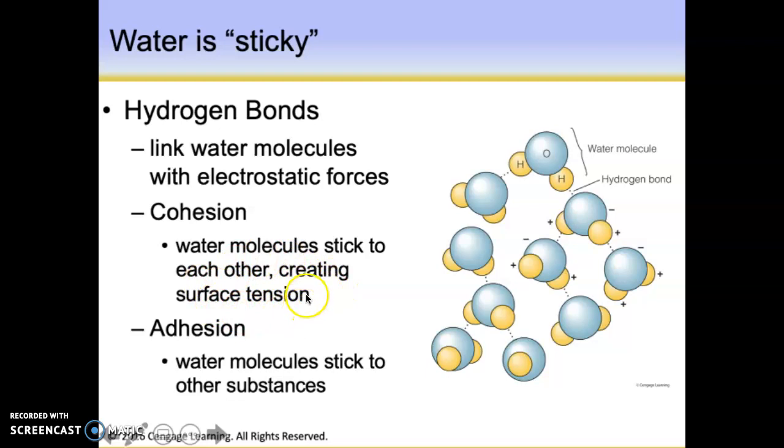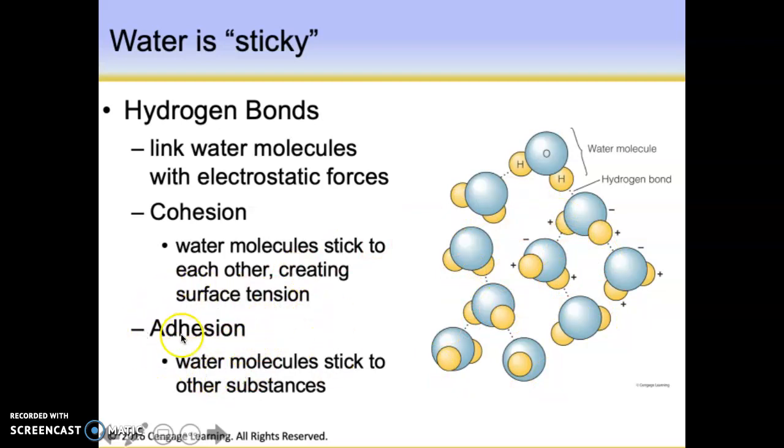This creates things like surface tension, and it will mean that it's a little more difficult. In fact, actually, it's a lot more difficult to get water to evaporate. It takes a lot of energy to pry these things apart and put a water molecule out into the air as a gas. So the water molecules like to stick to each other as liquid water.